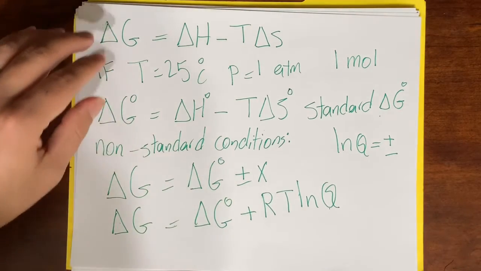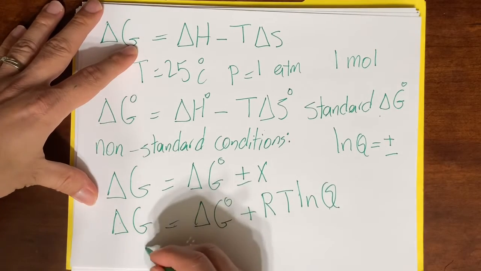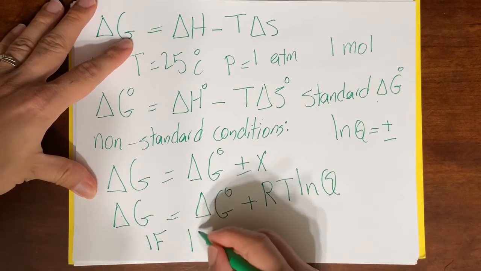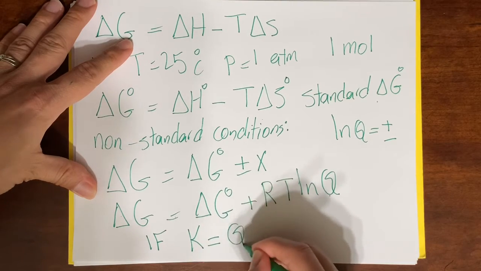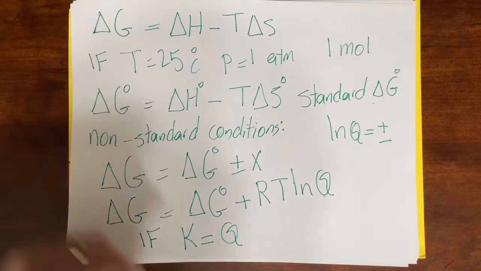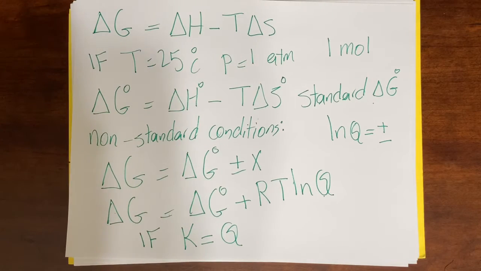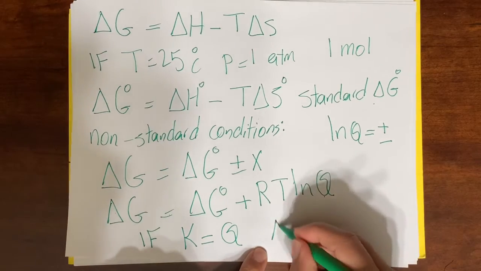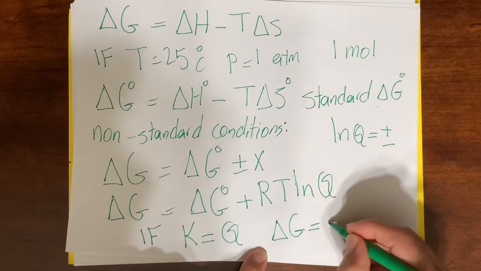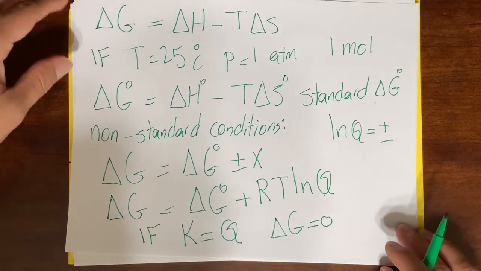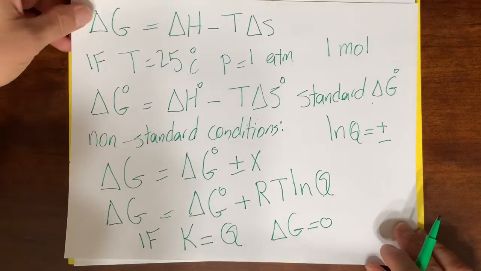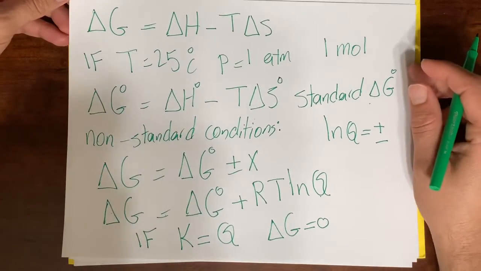Okay, next. If K is equal to Q, that means you're dealing with the equilibrium condition. Under equilibrium condition, delta G is equal to 0. The change in Gibbs free energy is equal to 0. Why?